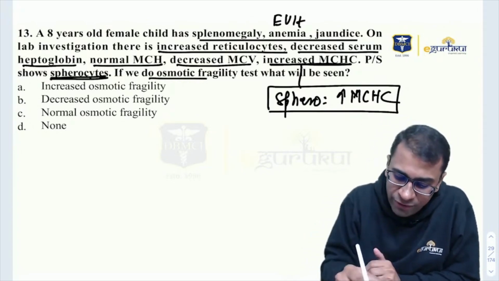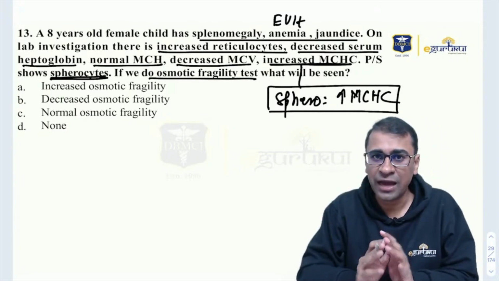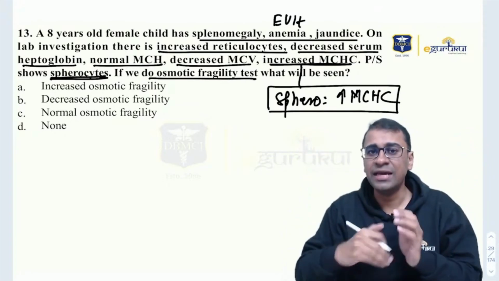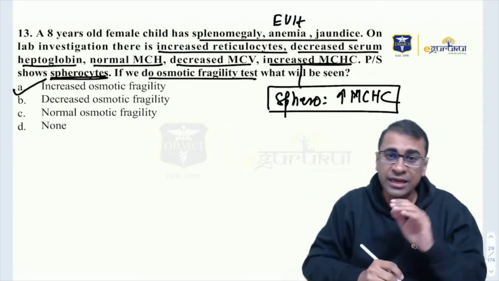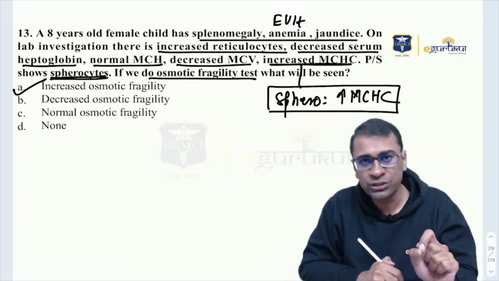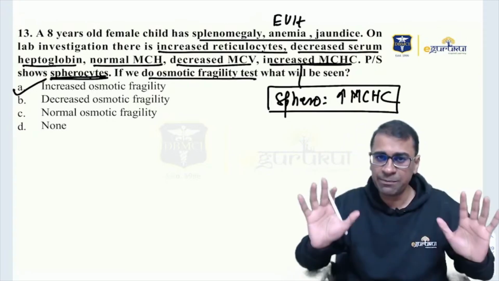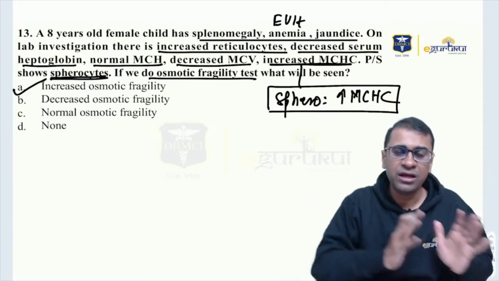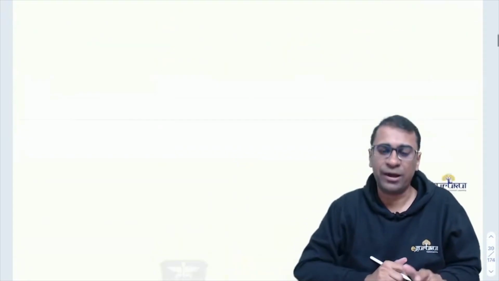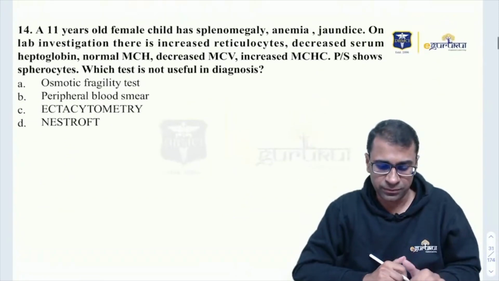If we do OFT, what do you see? OFT in a spherocyte, as I told you in previous questions, is increased. Had the question been of thalassemia and microcytic hypochromic RBC, it would have been decreased OFT. So to make it simple: increased OFT, spherocyte; decreased OFT, microcyte. Okay, let's move to the next question.